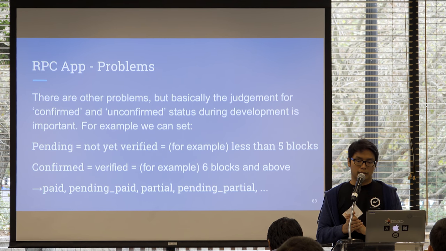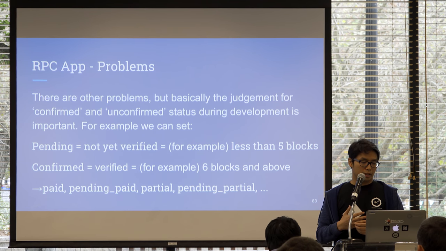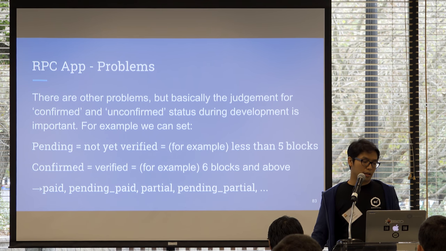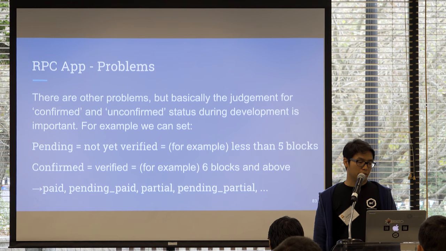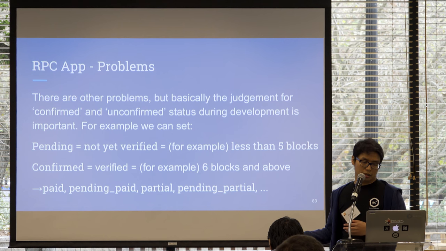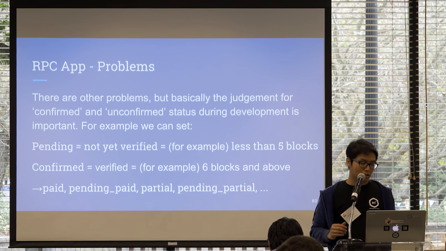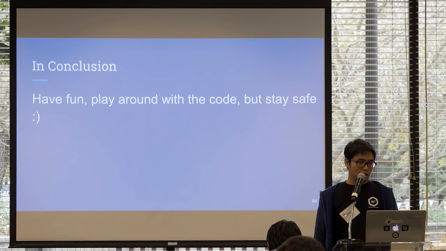That's something your business side needs to talk about, not just the engineering side. But you can have multiple things, like, let's say if it's confirmed in less than 5 blocks, you put it as pending, and if it's 6 blocks or above, you put it as verified. You can have different statuses like paid, pending paid, and partial, and things like that. So this is to get you thinking more about those kinds of things.